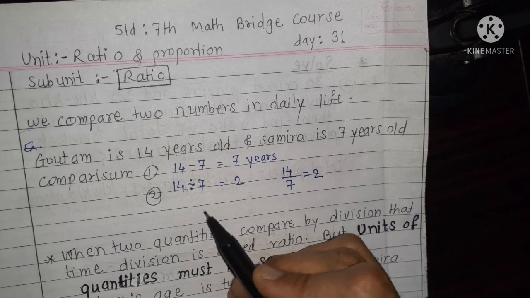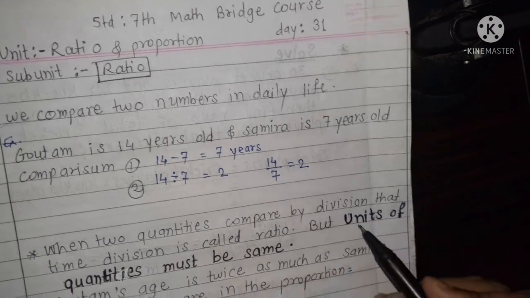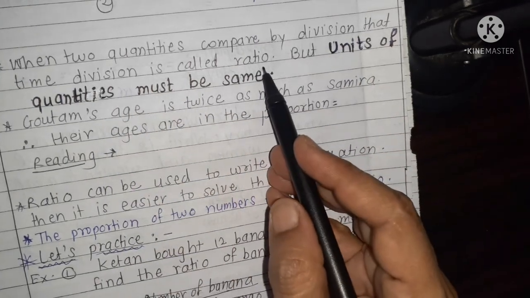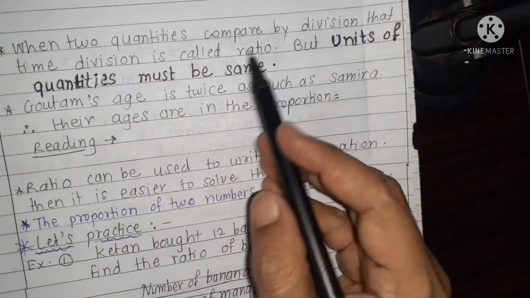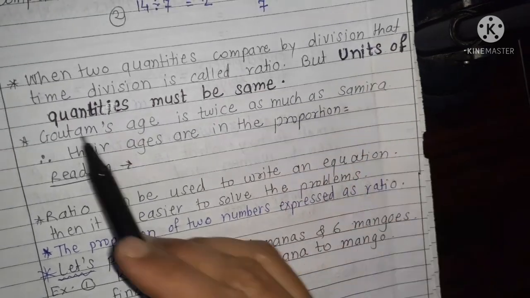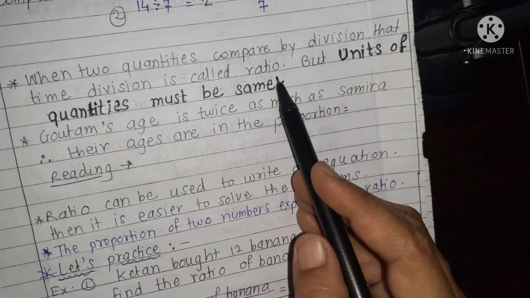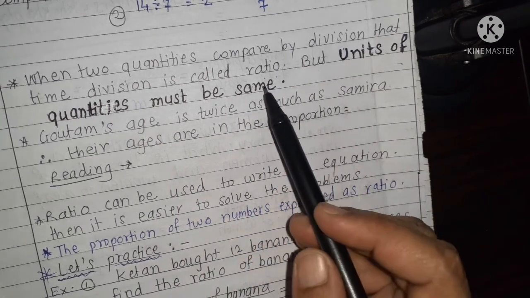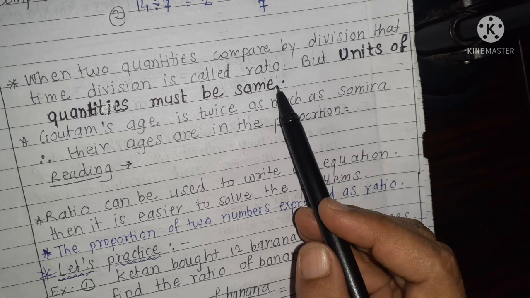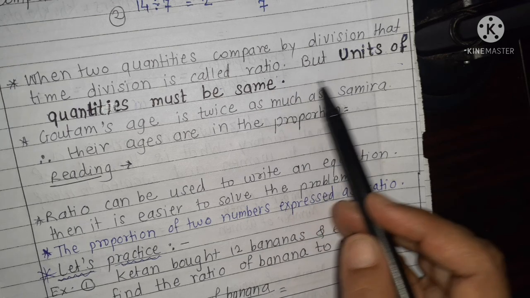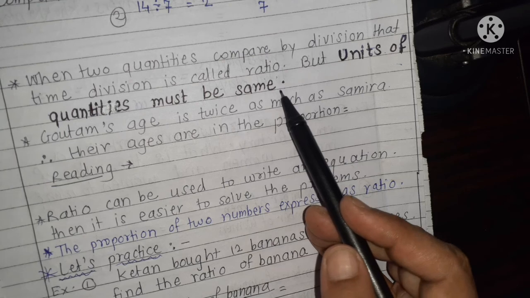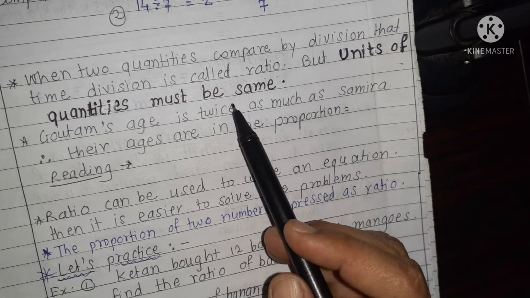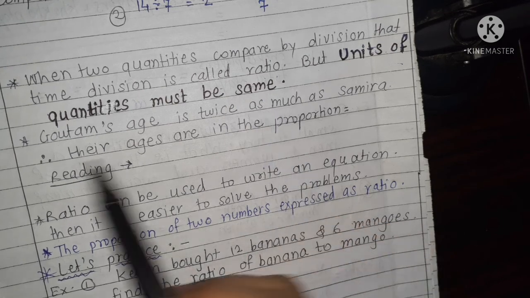When we compare two quantities by division, that time division is called a ratio. But units of quantities must be same. Gautam is 14 years, Samira is 7 years. Years. That means units of quantity must be same. म्हणजे लक्षात ठेवायचं आहे की आपण जेव्हा रेशो काढणार आहोत तेव्हा त्यांचे युनिट्स सेम असले पाहिजेत.